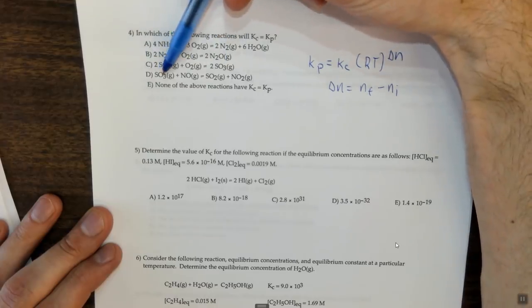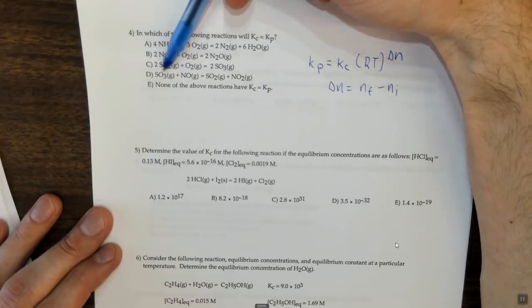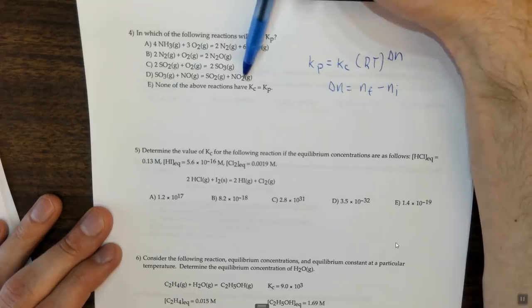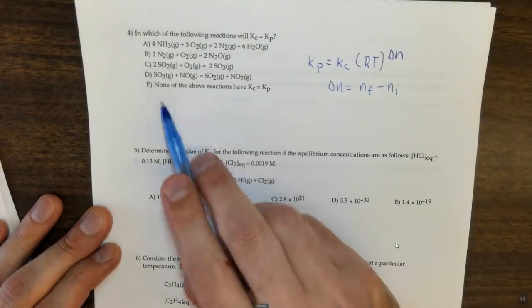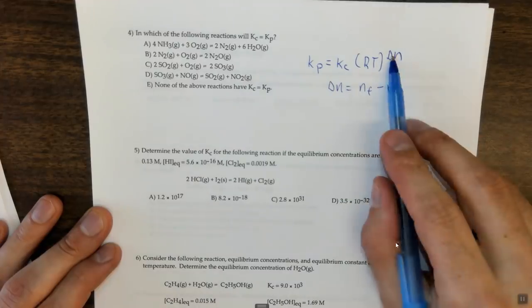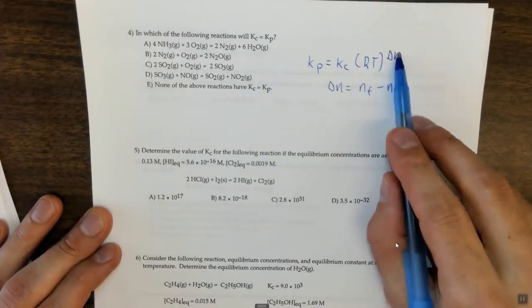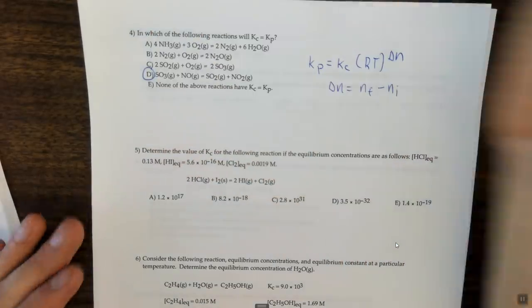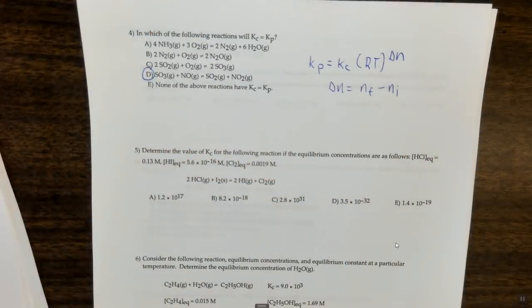In the fourth case, choice letter D, we have 2 moles of gas on the reactant side and 2 moles of gas on the product side. So there's 2 moles of gas, 2 moles of gas, delta n is equal to 0. Again, if delta n is equal to 0, RT to the 0 is 1, and Kp equals Kc. So choice letter D is the answer because delta n equals 0.